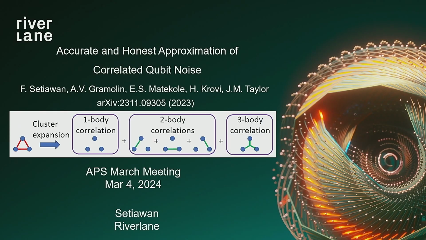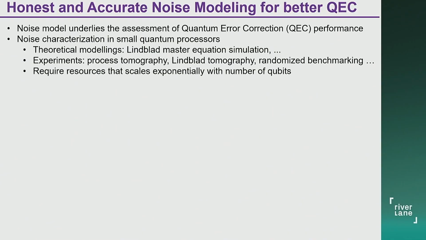Today I'm going to talk about how to construct accurate and honest approximation of correlated qubit noise. As we all know, accurate noise modeling is important for designing reliable and practical quantum error correction code, as the performance of quantum error correction code depends on the underlying assumption of the noise model.